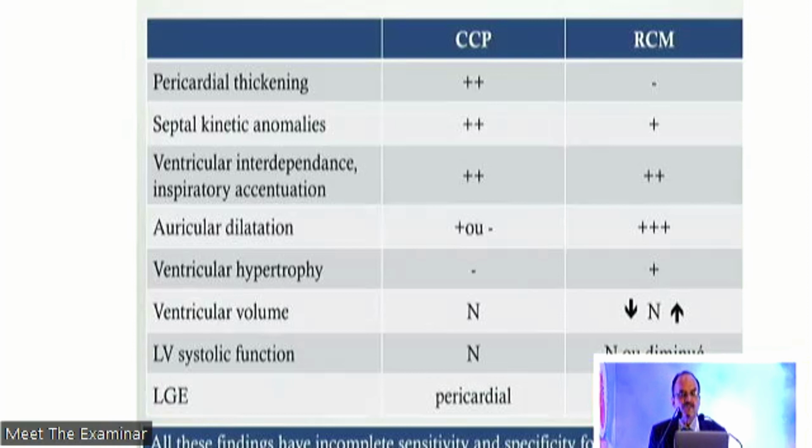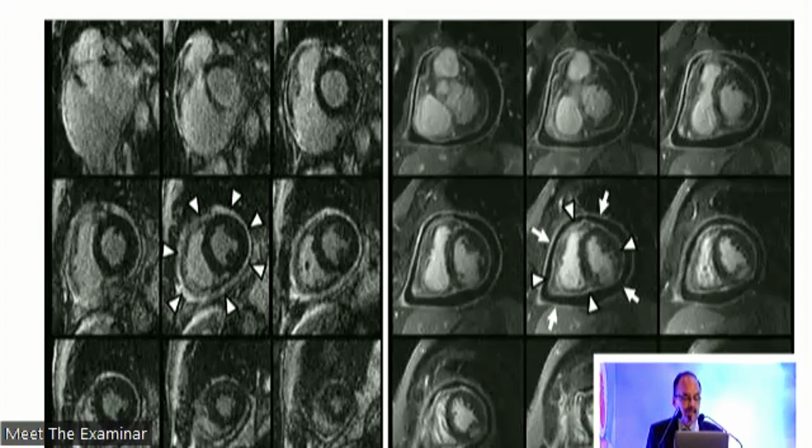And if the systolic function is diminished, remember in restrictive cardiomyopathy, you can have over a period of time a little decrease in the systolic function. However, it is extremely rare in case of constrictive pericarditis. And if we see the late gadolinium enhancement, it will be pericardial in case of CCP and myocardial in case of restrictive cardiomyopathy.